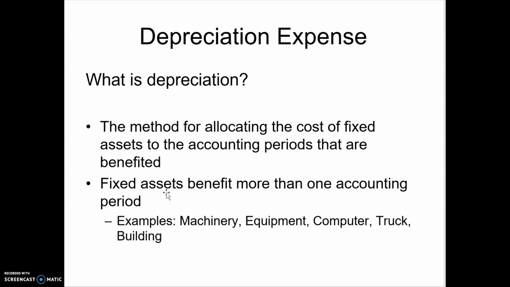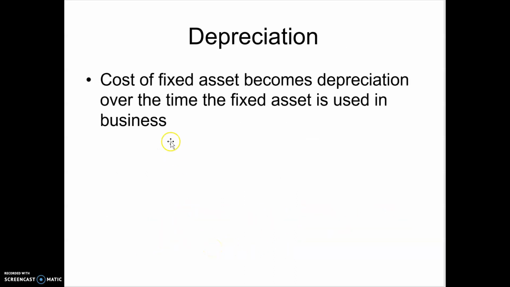It's not a decline in value. Depreciation is allocating the cost of our fixed assets to the accounting periods in which they are being used in the business to help us generate revenue. So we're talking about our fixed assets: plant and equipment, machinery, equipment, computer, truck, building. These are all the things that get depreciated. We're not computing the decline in value. We're just taking the cost of that fixed asset and spreading it over the years that asset is being used to generate revenue for our business.